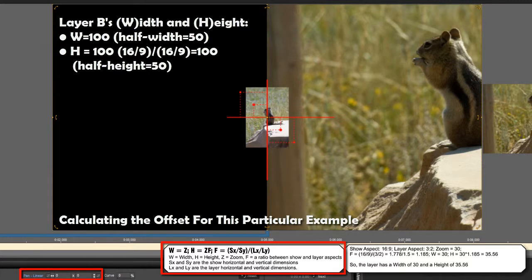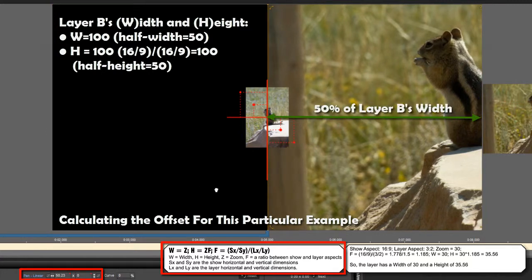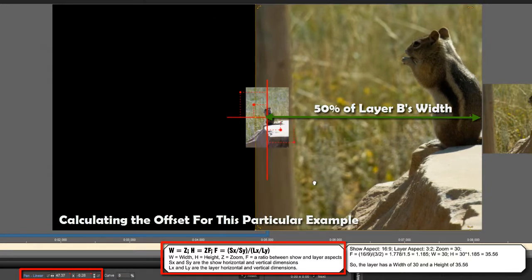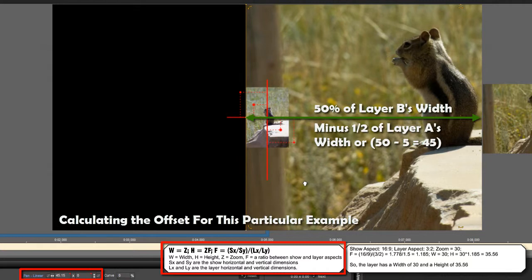So layer B is now at 50%, and it's aligned with the center of the layer. Now, I want it to align with the left edge, so I'm going to subtract the half width, which is 5. I've added 50, and subtracting 5 gets me 45.